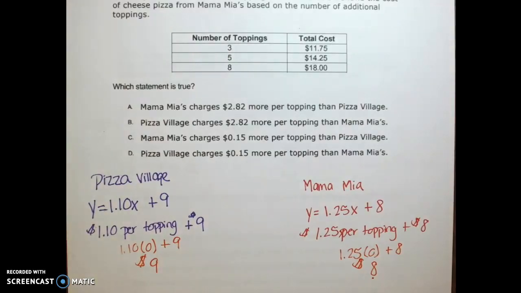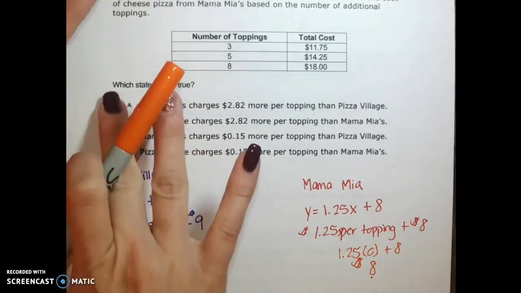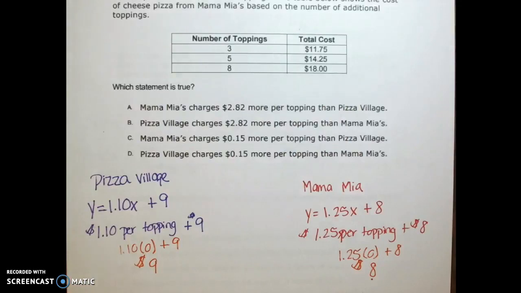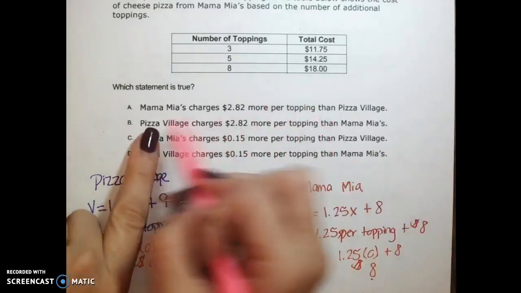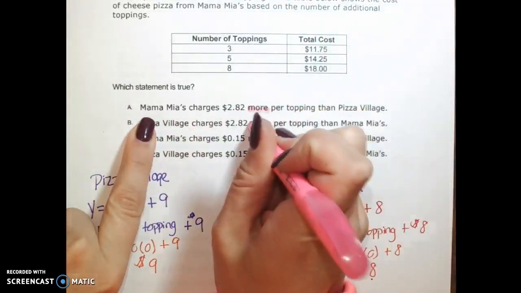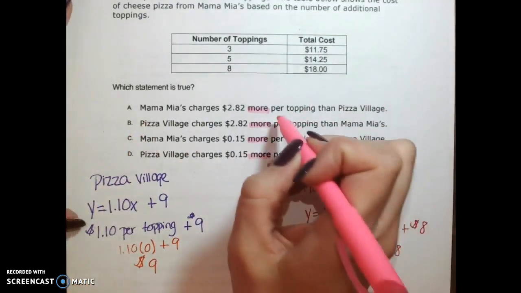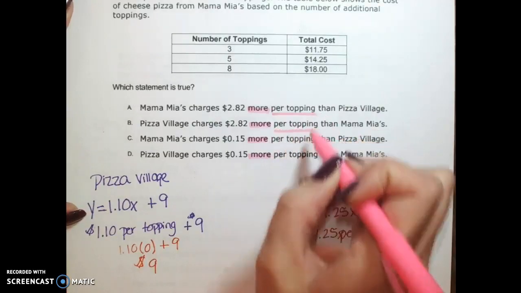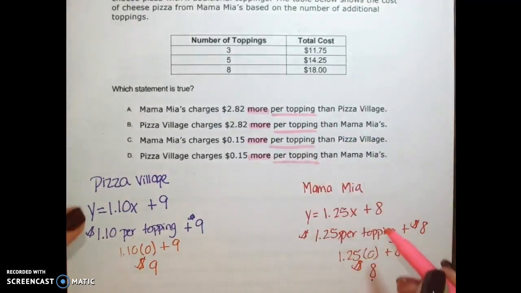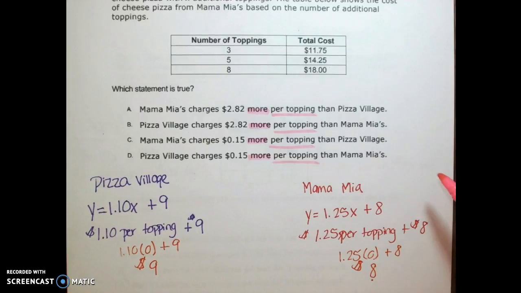So let's go back into our actual question. So this one says, which statement is true? In this case, you're going to have to look at every single multiple choice to figure out what it is talking about. Okay, so common word in all of them is more. So we're talking about someone charging more. Okay, another common word is per topping. Okay, well, in each equation I have two numbers. Which number is associated to per topping? Again, you have to critically think through this.